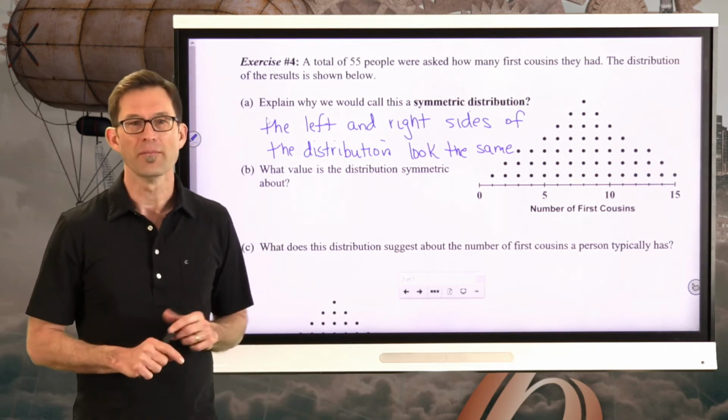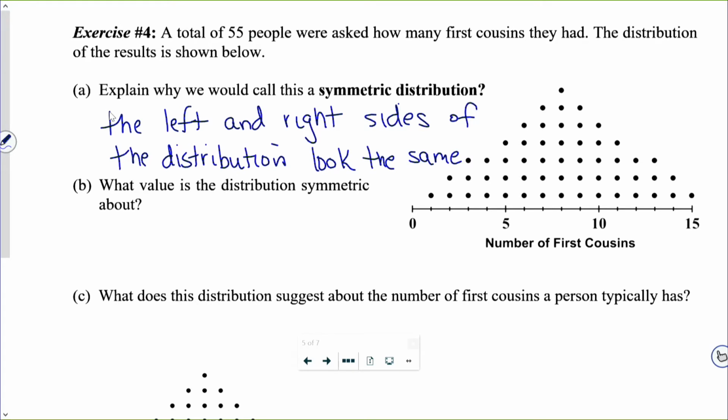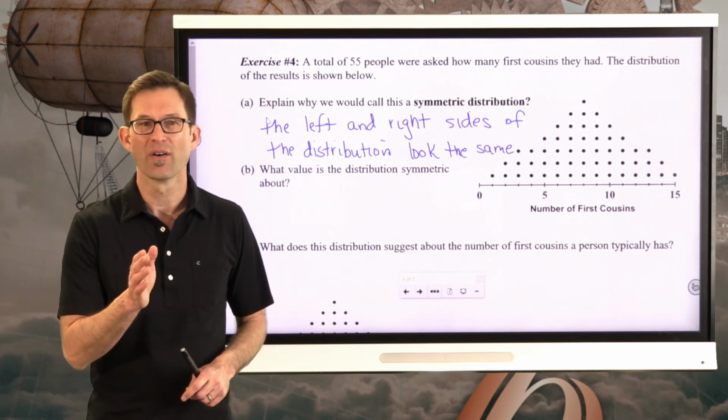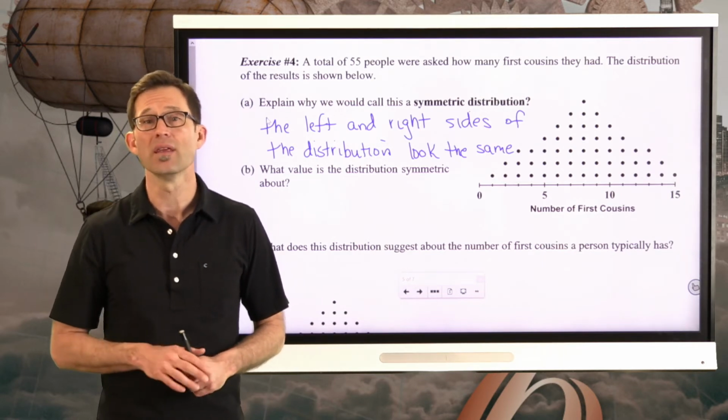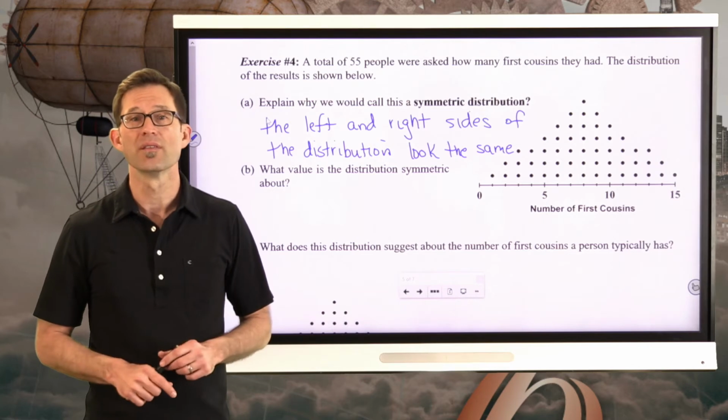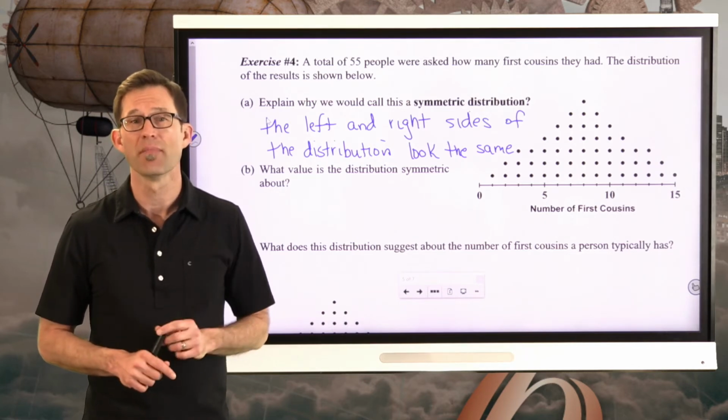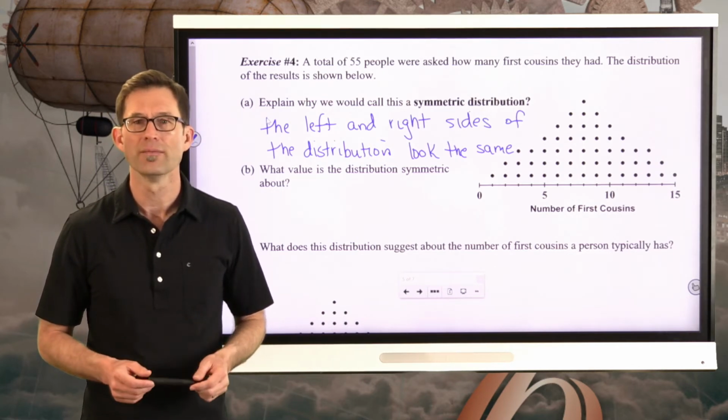Anyway, letter B. What value is the distribution symmetric about? In other words, what is that middle value? This is going to be both the mean and the median, right? What is the value that this is symmetric about? Pause the video now.